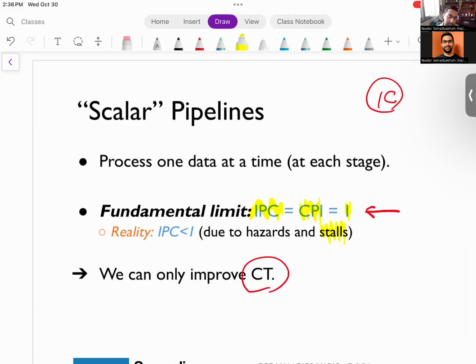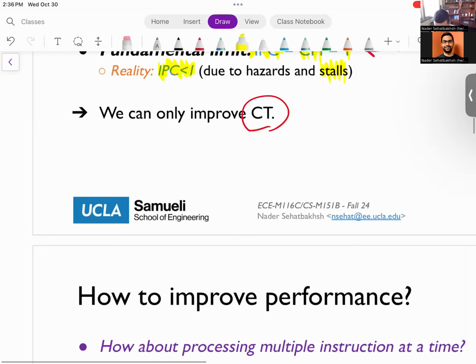Or although we have branch prediction, our branch prediction is never 100% accurate. There are scenarios where we need to stall the processor, or we have a misprediction and all that. So the reality is that on average, our IPC is actually less than 1. It's not going to be even 1, okay? And CT is kind of stable. This is what we call scalar pipeline processors.